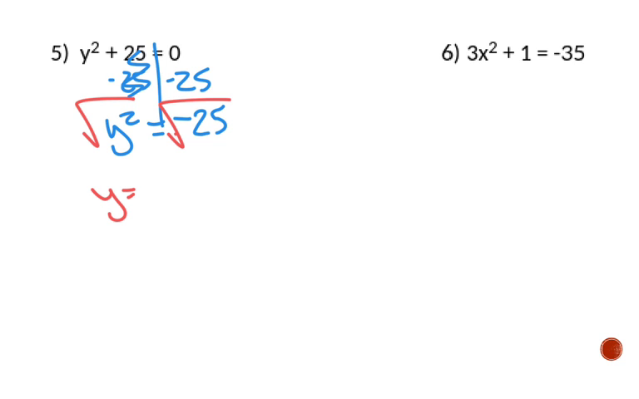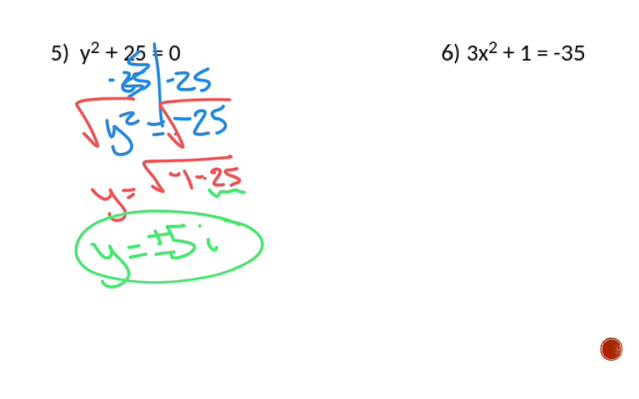Same thing here, you can't take the square root of a negative. But that's the same thing as negative 1 times 25. Now you can say the square root of 25, well that's 5, plus or minus, and the square root of negative 1, that becomes i. So y equals plus or minus 5i.